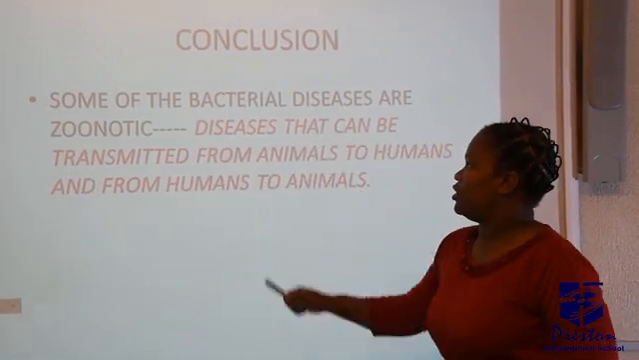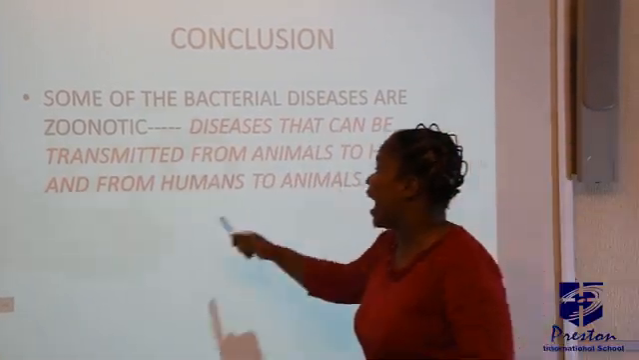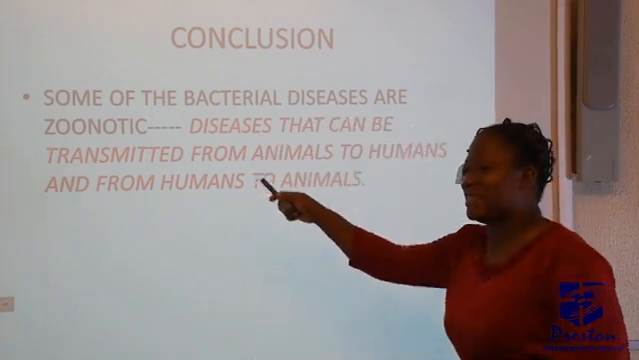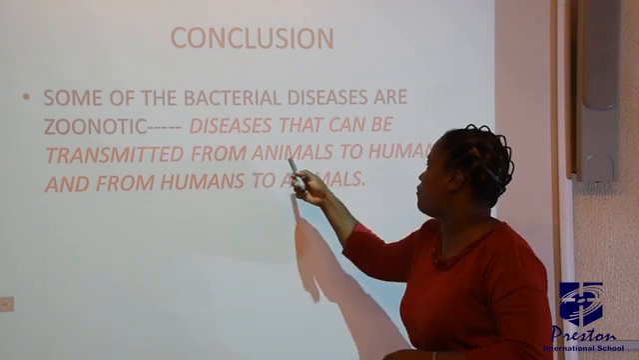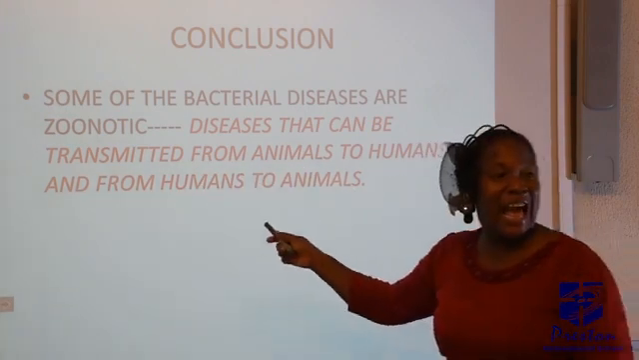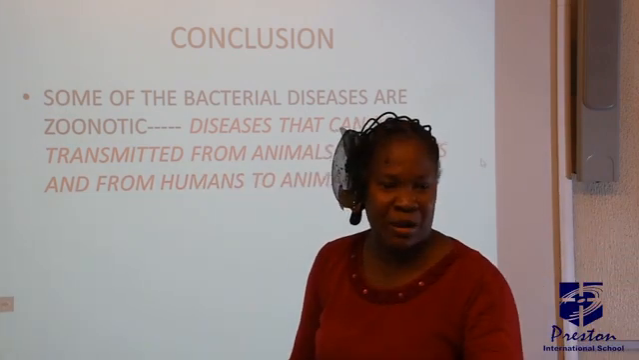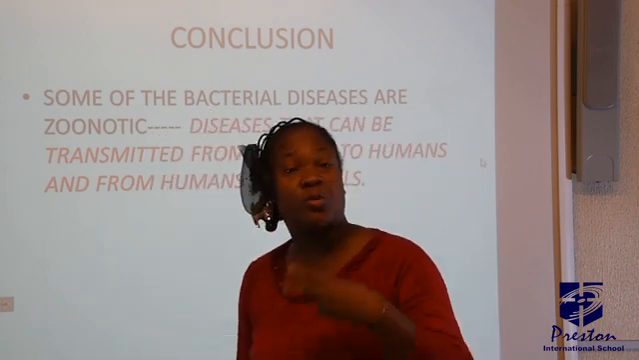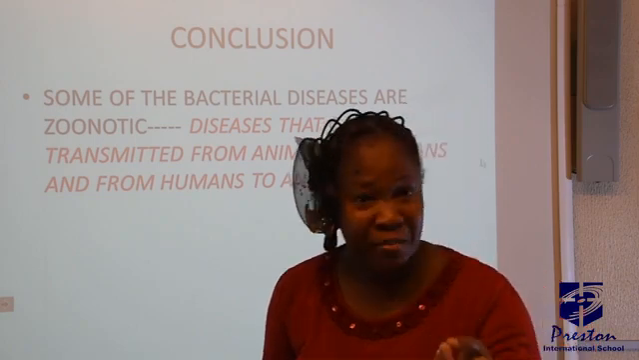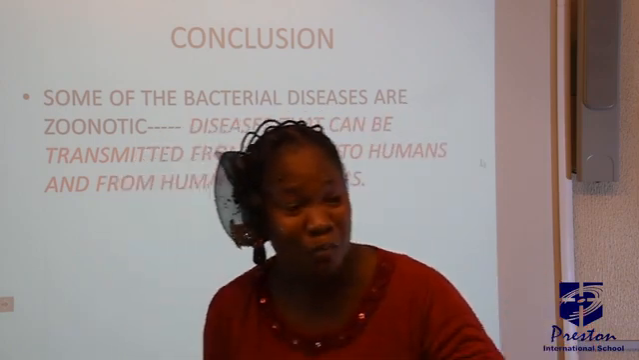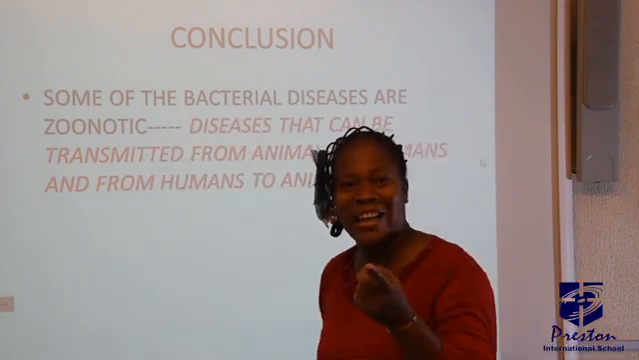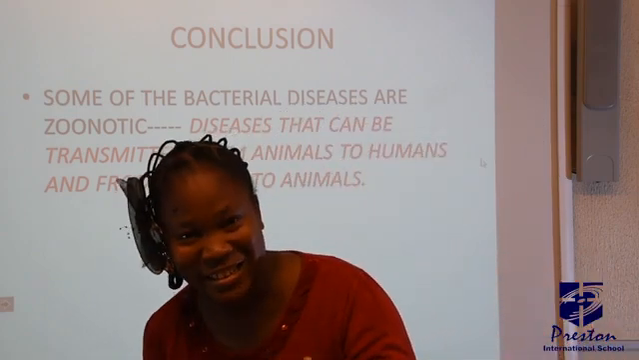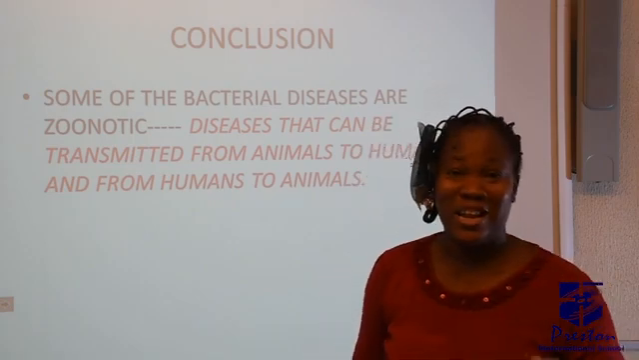Now, in conclusion, some of the bacterial diseases are zoonotic. What is the meaning of that? These zoonotic diseases are diseases that can be transmitted from animals to humans and from humans to animals. So that means you can contract anthrax, you can contract tuberculosis from your animals, and your animals can contract it from you. So it's a very deadly disease. The bacterial diseases of farm animals are deadly diseases, and you have to be very, very careful.